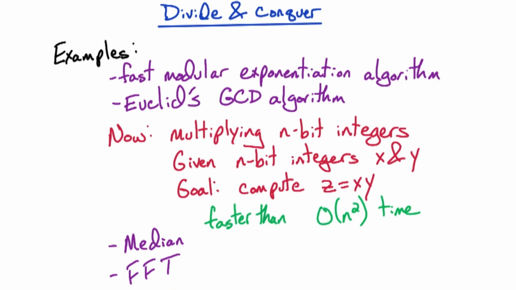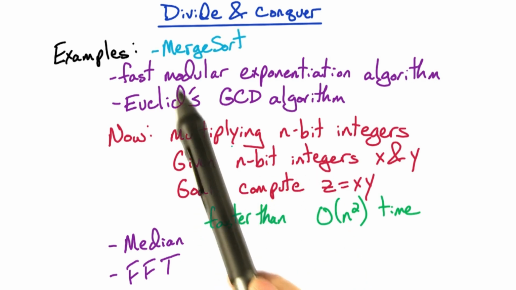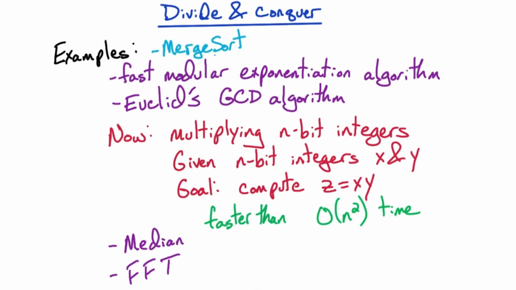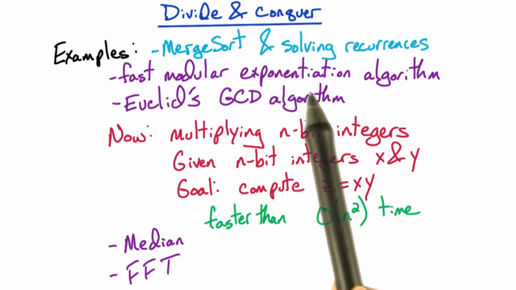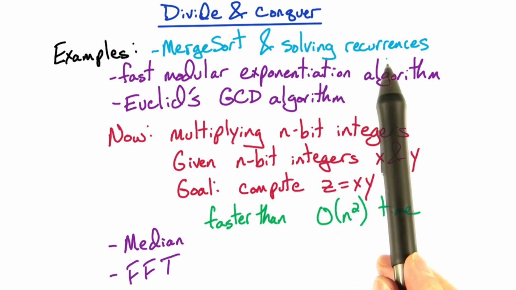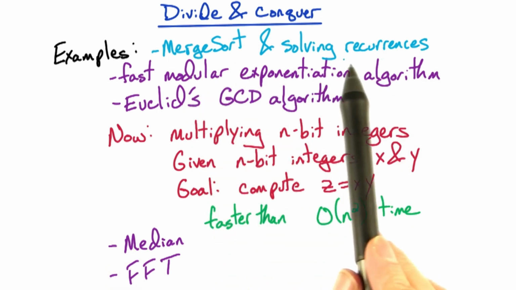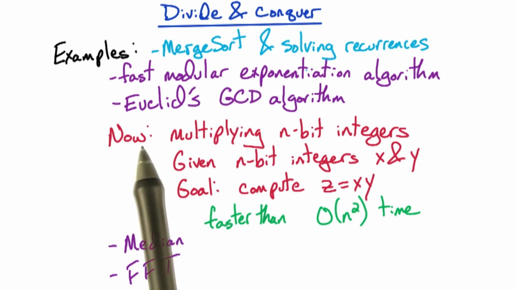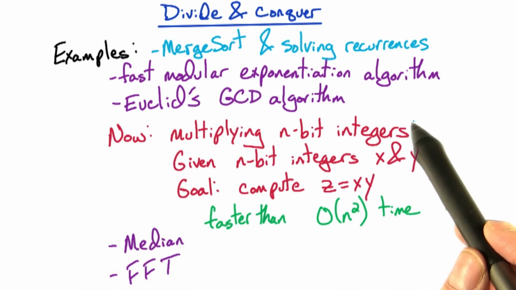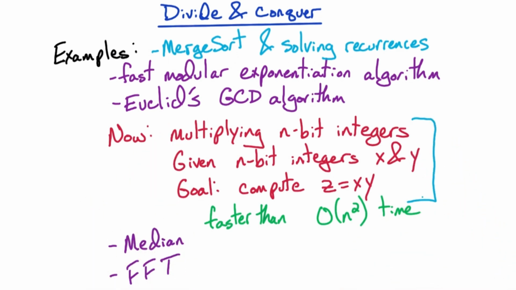Now, one important note is I'm assuming that you've seen divide and conquer before. For example, I'm assuming you've seen things like merge sort, the order n log n time algorithm for sorting n integers. And I'm also assuming that you know how to solve recurrences. If you need a refresher on some of these topics, I suggest you look through the textbook. Now let's go ahead and dive into this topic, multiplying n-bit integers.